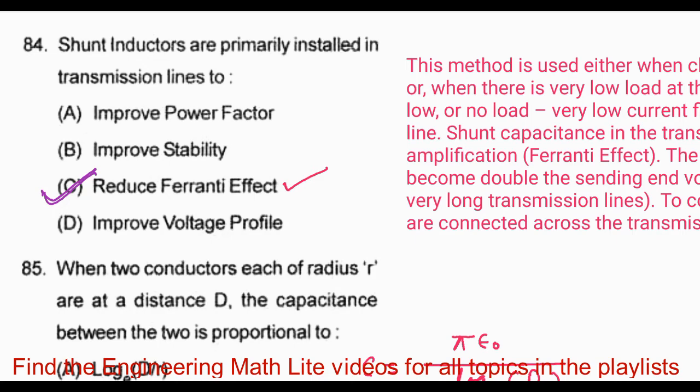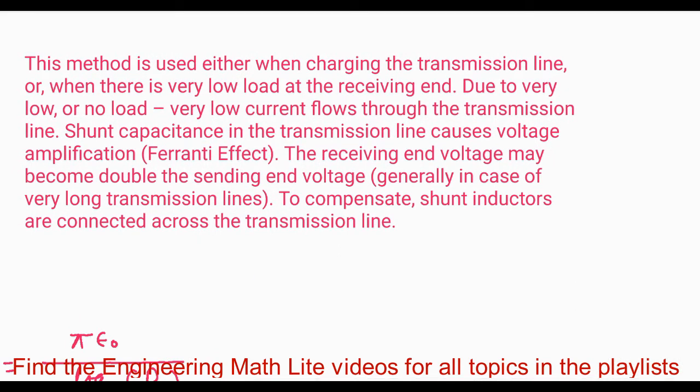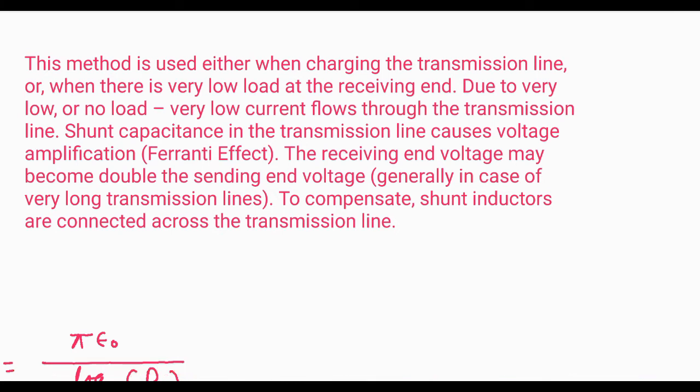not very common. So here I have the text. This method, the shunt inductor compensation method, is used either when charging the transmission line, because we don't charge the transmission line open, keeping it open, we have to connect an inductor, because maximum loads are inductive, so we have to connect a parallel inductor or shunt inductor for charging the transmission line, or when there is very low load at the receiving end.